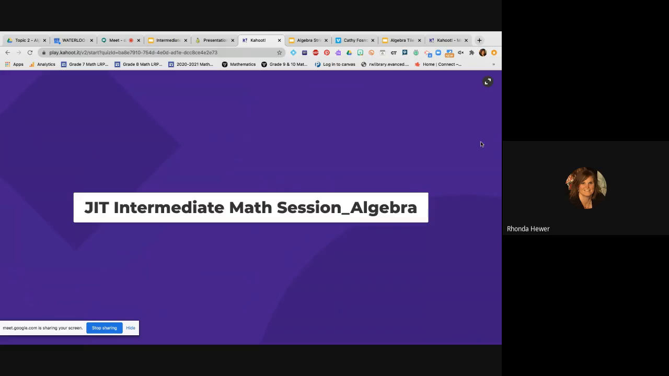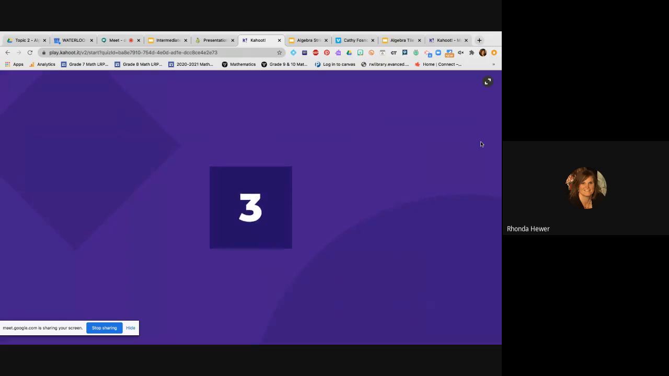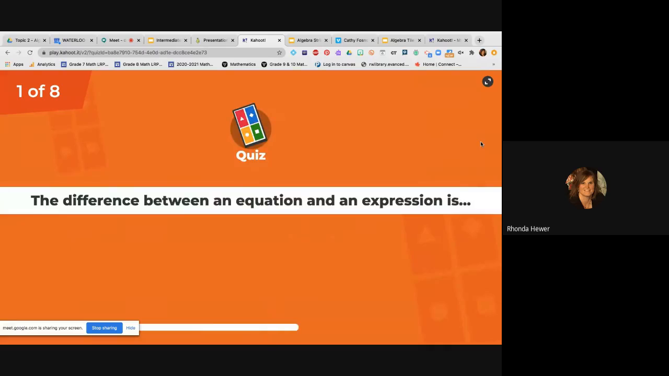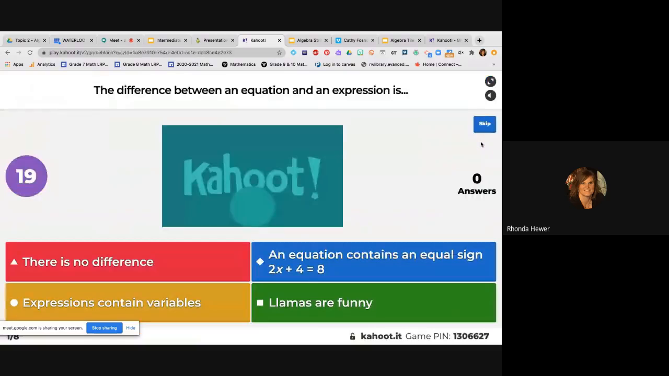Okay, here we go. Welcome to the JIT. The difference between an equation and an expression is, so you are going to click on the color or the shape if you're more spatial than color, of which one of those you think the answer is. The difference between an equation and an expression.